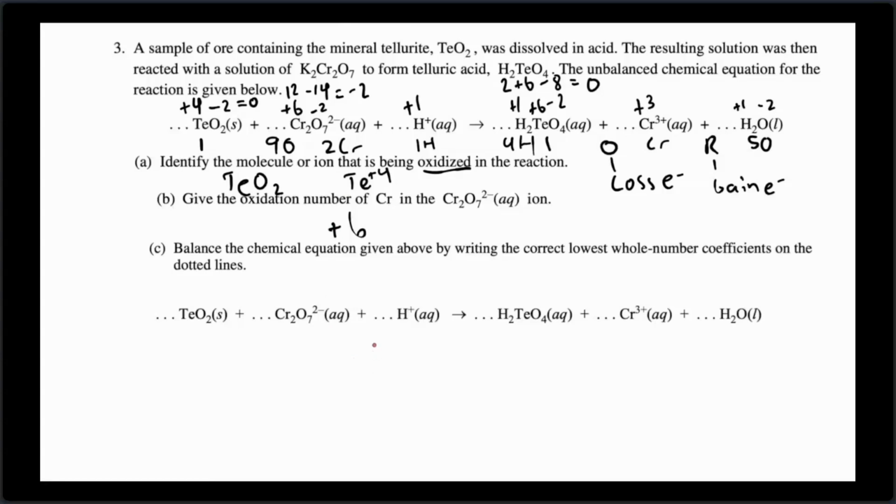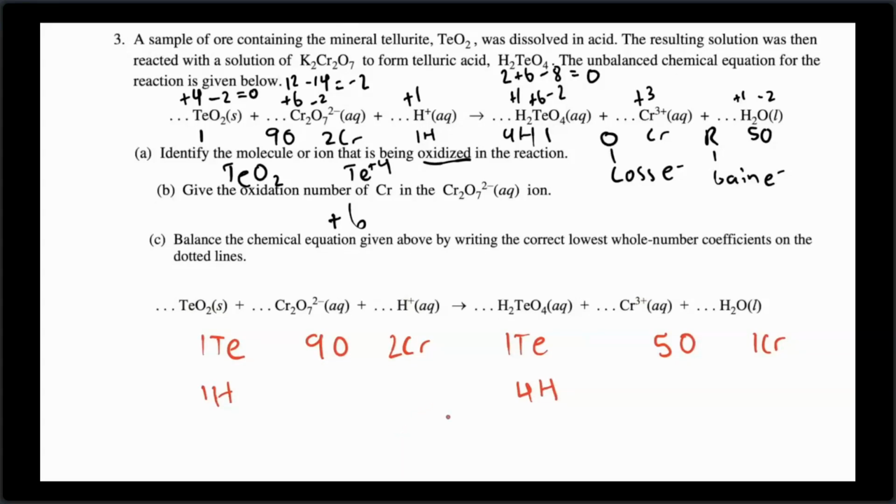To start, let's look at which elements we already have balanced. For tellurium, we have one on each side. For oxygen in total, we have 9 oxygens on the reactant side, but on the product side we only have 5. For chromium we have 2, but over here we only have 1. For hydrogen we only have 1 on the reactant side, but on the product side we have 4. With questions like these, you just want to experiment with which coefficients would work.